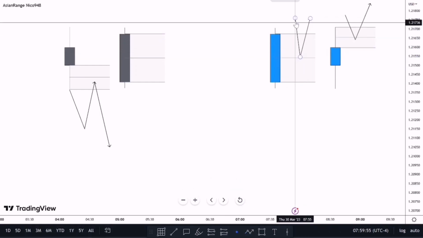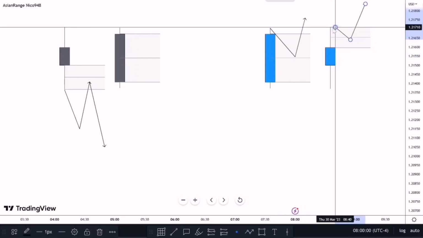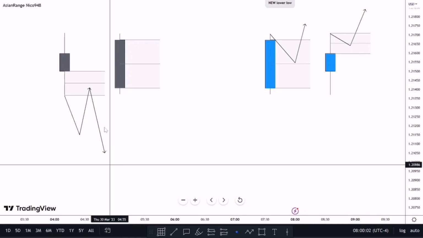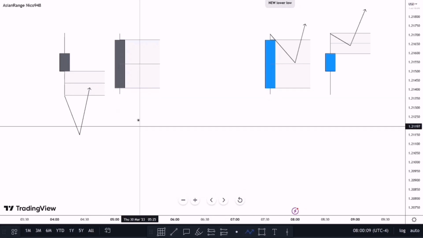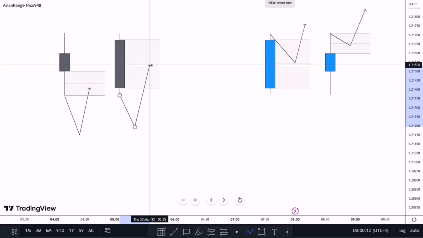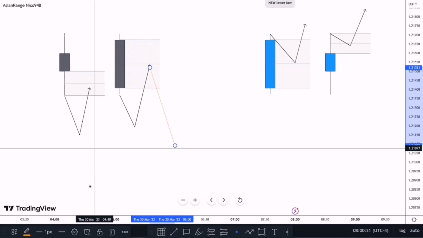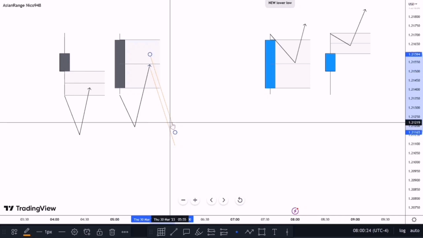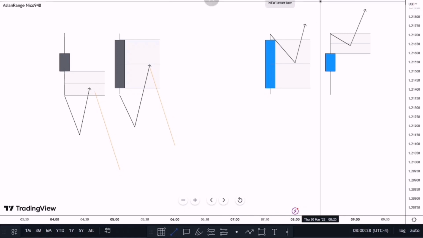Boom. All right, let me just fix that so you can take a screenshot. And then a continuation to the downside. From here, boom. Let's mark that with an orange. Clone that. And then vice versa with a bullish breaker block.